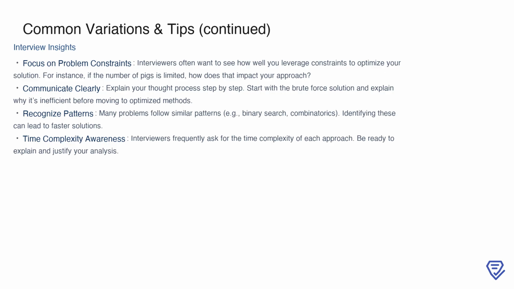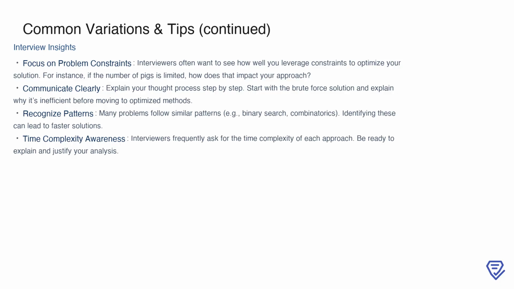To perform well in interviews, there are a few key strategies to keep in mind. First, focus on the problem constraints. These constraints often hold the key to optimizing your solution. For instance, if the number of pigs is limited, think about how that affects your testing strategy.